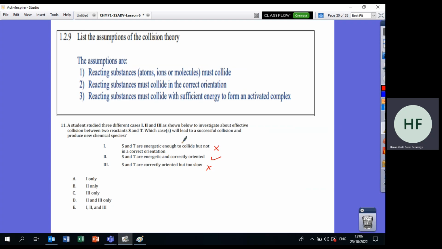Okay, so if they are energetic enough to collide but not in the correct direction, no reaction. They are energetic and correctly oriented. Orientation means direction. So whenever you see the word orientation, it is the same as direction. Okay, correctly oriented but too slow, also there will be no reaction. So the answer is B only.